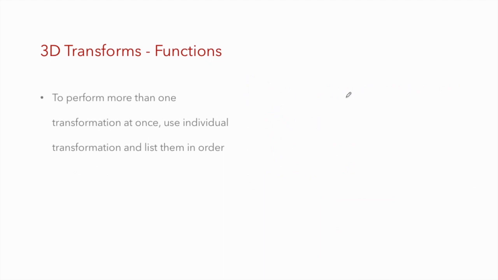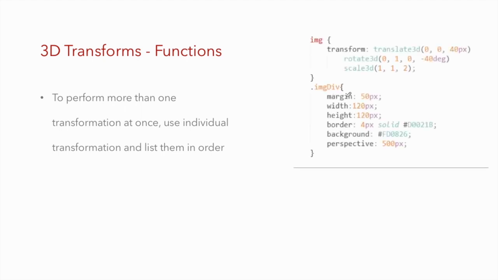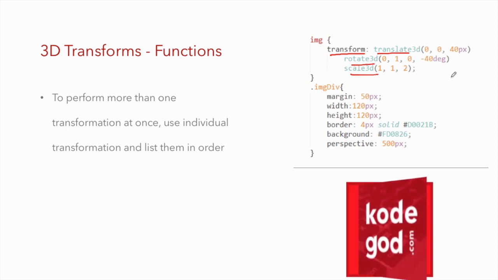Now let us check how we can perform more than one transformation. What we can do is write individual transformations and list them in order. So to the transform property, we are specifying these three different transformations, and obviously we'll have some result like this. So that was all for 2D and 3D transformation. Now let us check a few examples in the coding session. We will try to modify a few values and you will get to know how this is working exactly.